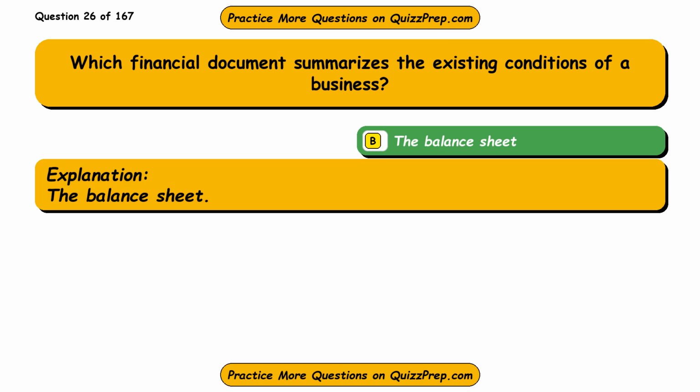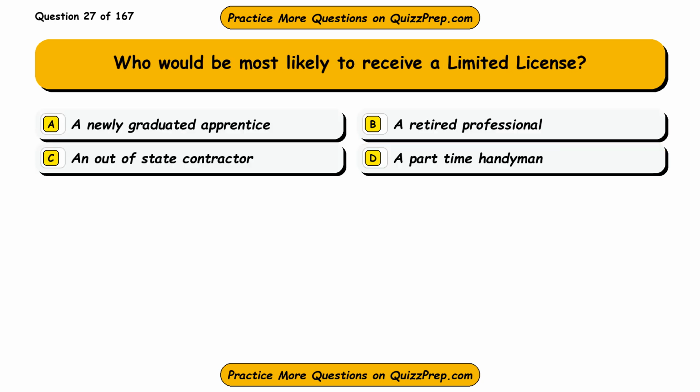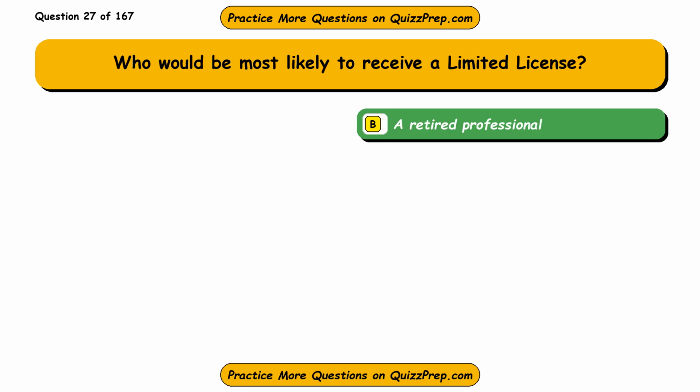The balance sheet. Question 27. Who would be most likely to receive a limited license? Option A, a newly graduated apprentice. Option B, a retired professional. Option C, an out-of-state contractor. Option D, a part-time handyman. The correct answer is option B, a retired professional.